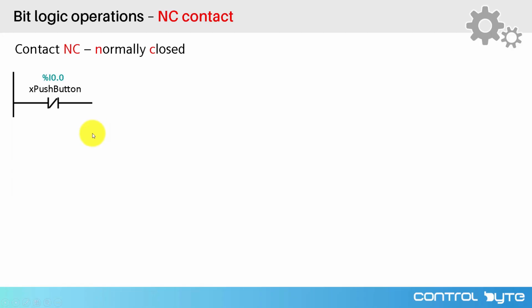Okay, let's start with a little bit of theory. In this picture, you can see the graphical representation of a normally closed contact. As you can see, it is really similar to a normally open contact. The only difference is that you have a little line inside this contact. It informs you that the principle of operation of this instruction is opposite to the normally open contact.